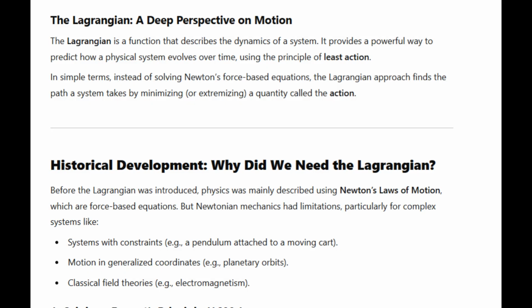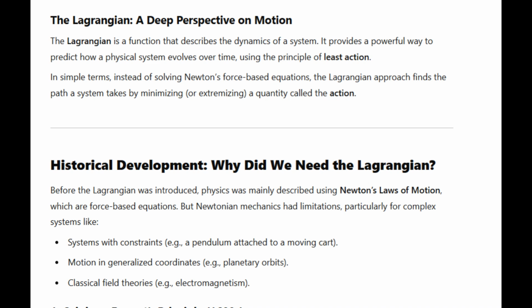The Lagrangian, a deep perspective on motion. The Lagrangian is a function that describes the dynamics of a system. It provides a powerful way to predict how a physical system evolves over time, using the principle of least action. In simple terms, instead of solving Newton's force-based equations, the Lagrangian approach finds the path a system takes by minimizing, or extremizing, a quantity called the action.